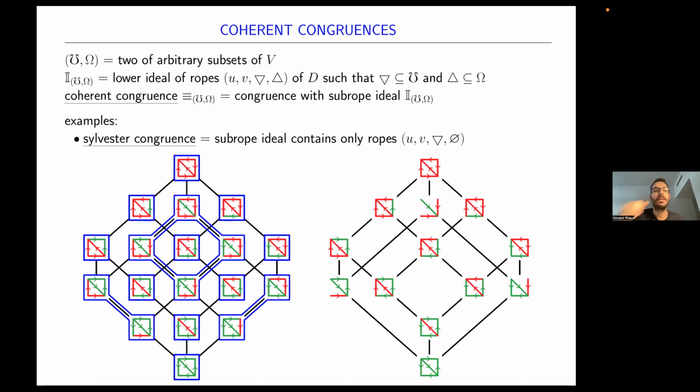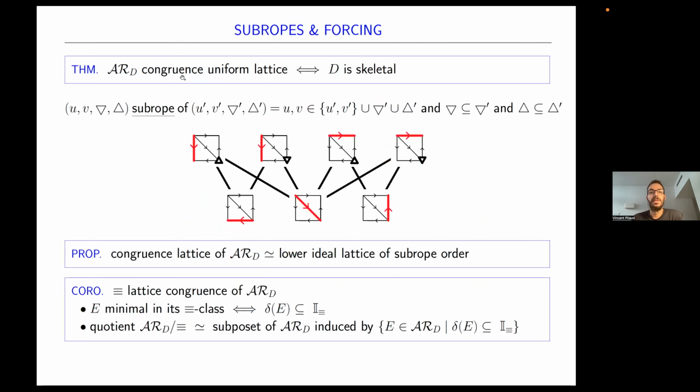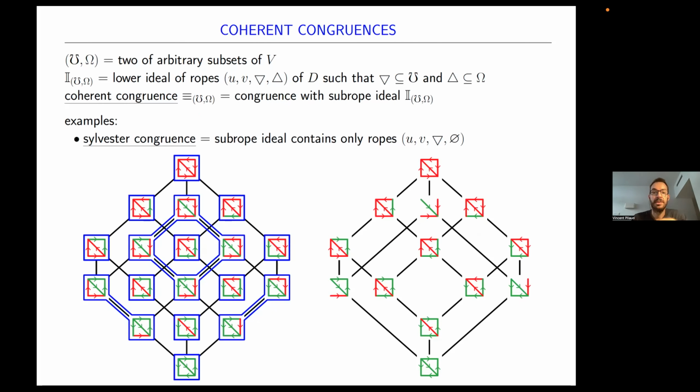Take two arbitrary subsets, down and up, of your vertex set, and I consider the set of all ropes of that kind, U V down and up, so that down is a subset of all down vertices, and up is a subset of all up vertices. So if you think about the condition of being a subrope, this set of ropes is a lower ideal of the subrope order. So it indeed defines a congruence, which I call a coherent congruence.